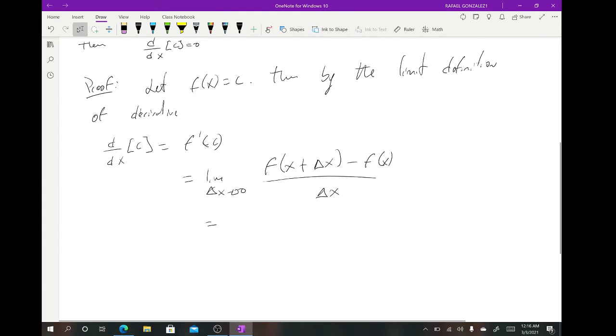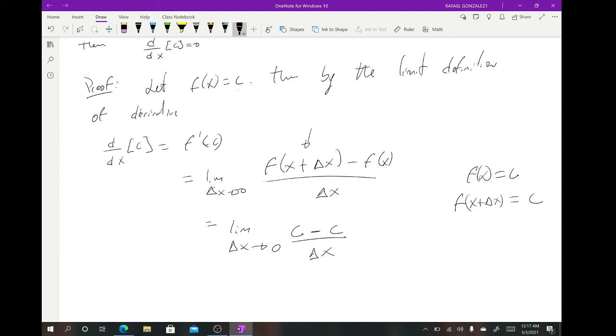But because f of x is c, there's nothing to plug in here for x, meaning this x plus delta x that we typically plug in, that's just equal to c, because there are no x's here. So that means that this limit becomes the limit as delta x goes to 0. This piece I just told you is equal to c. f of x is just equal to c as well, because c is a constant. So this is c minus c divided by delta x.